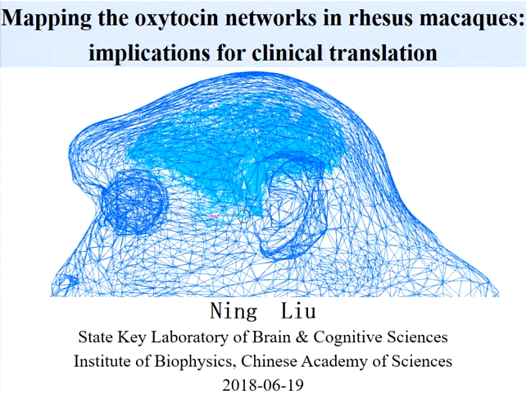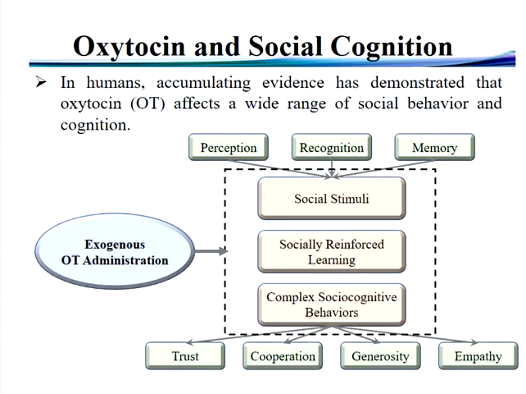Okay, so first, if you haven't heard about oxytocin, I think in the past hour you will already know there's a very close relationship between oxytocin and social cognition. We know in human studies, we already found oxytocin affects a wide range of social cognition. For example, perception, recognition and memory of social stimuli, socially reinforced learning, and complex social cognitive behaviors, including trust, cooperation, and empathy.